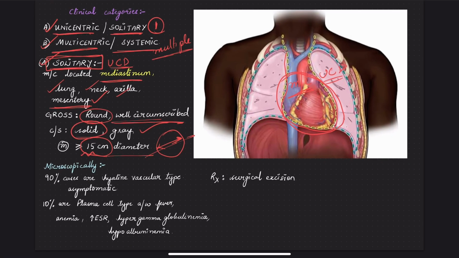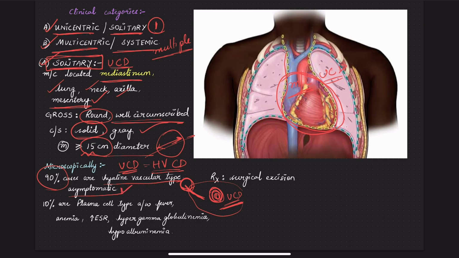Microscopically, most of the unicentric Castleman disease is of the hyaline vascular type. 90% of cases are hyaline vascular type, which means they show the lollipop follicles, with an atretic germinal center and a sclerosed hyalinized vessel, the twinning of germinal centers, and onion skin appearance. Mostly in unicentric Castleman disease, 90% of the cases show this hyaline vascular type of changes.